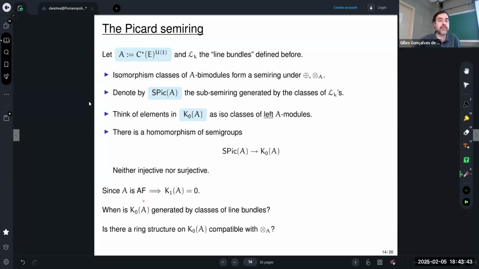The natural question is: when is K0 generated by line bundles, by classes of things inside here? Another question is: is there a natural multiplication here which is compatible with the tensor product of line bundles, such that these maps can be promoted to a morphism of semi-rings? So that is the question.